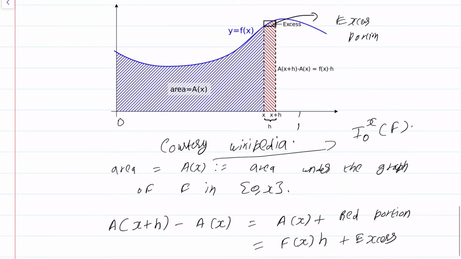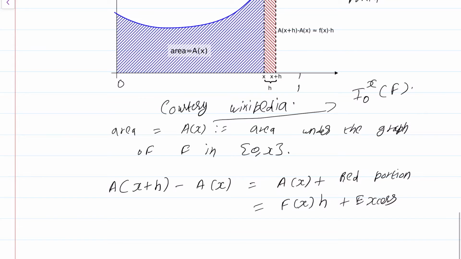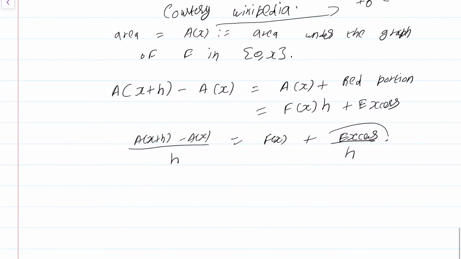Fine. So we have written down A(x+h) minus A(x) as f(x)h plus the excess portion. Now it's really easy to see why area is related to the derivative. All we are doing is taking [A(x+h) minus A(x)] divided by h, which is equal to f(x) plus the excess divided by h.